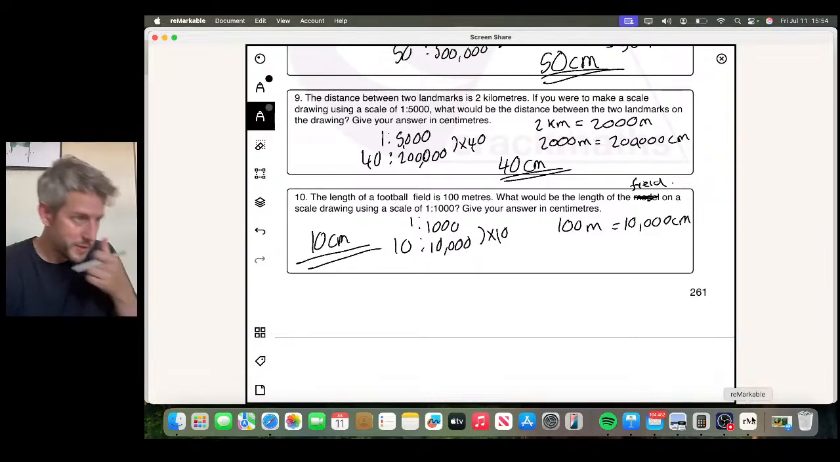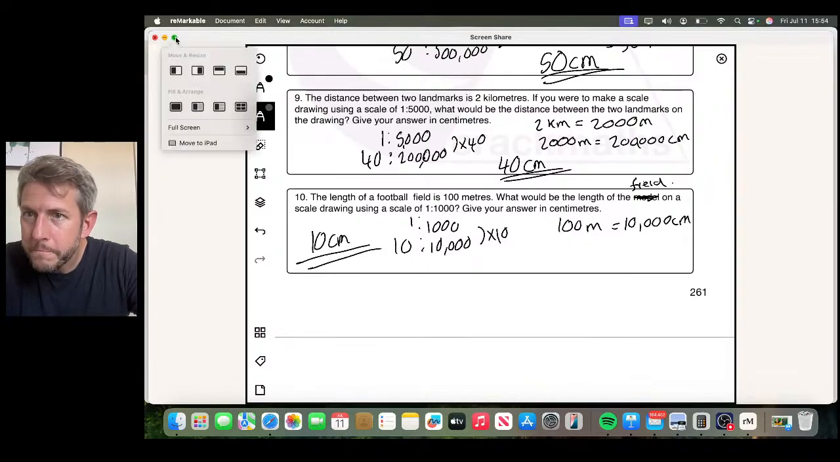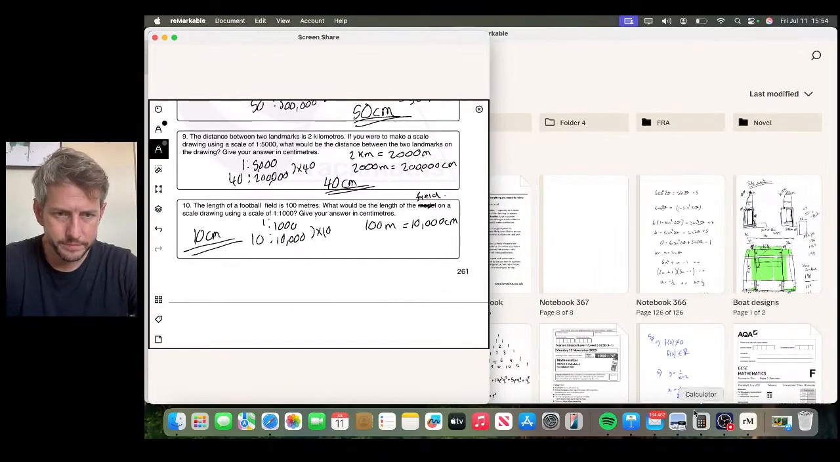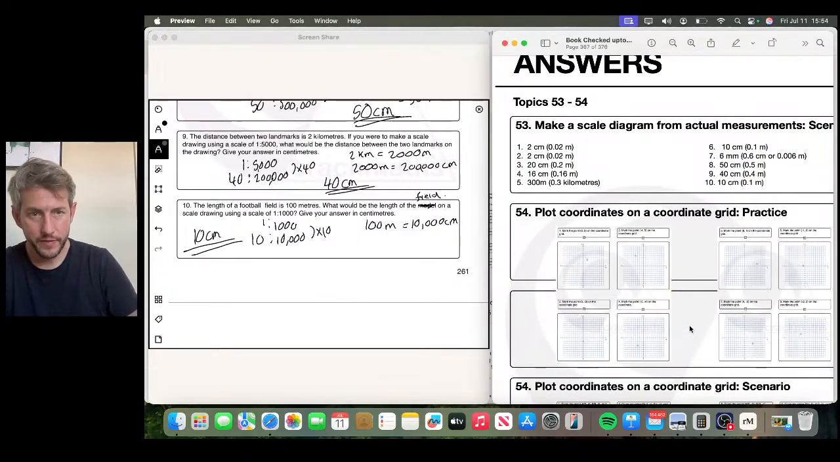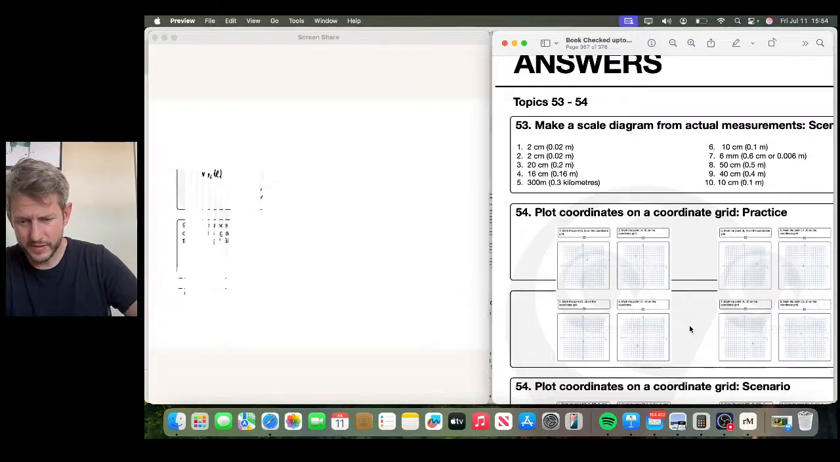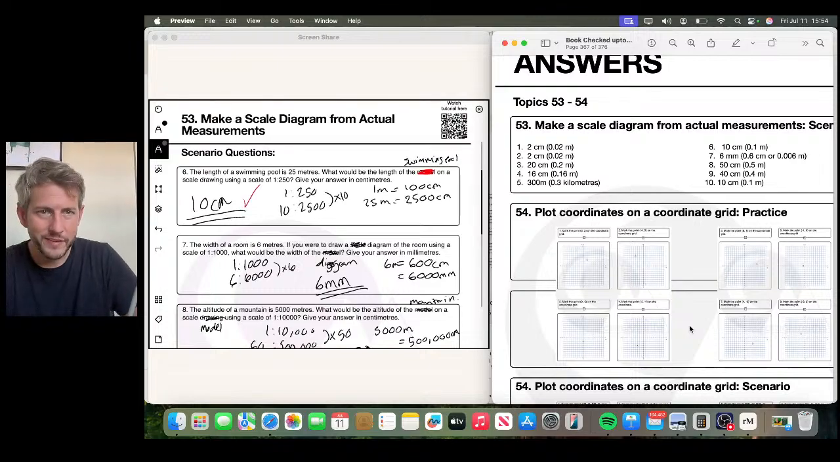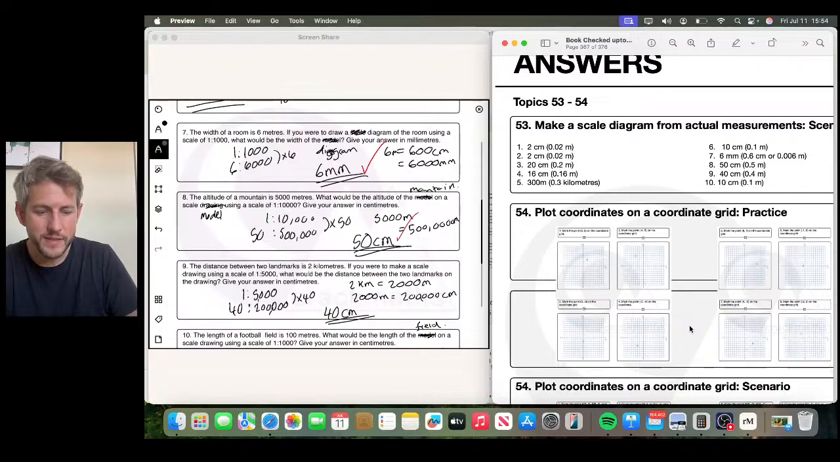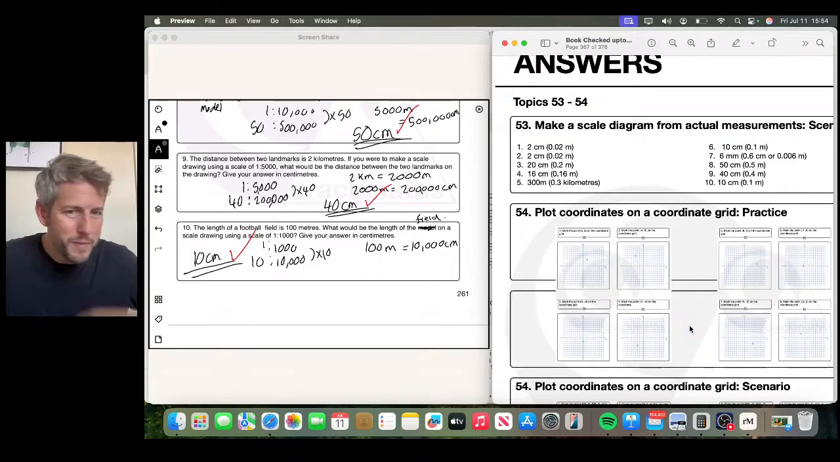Right, let's do that. I think we can finish off just before 4 if we're lucky. Let's quickly mark these. Come on, be right. 10, excellent. 6 millimeters, perfect. 50 centimeters, wonderful. 40 centimeters, brilliant. And 10 centimeters, hurrah!